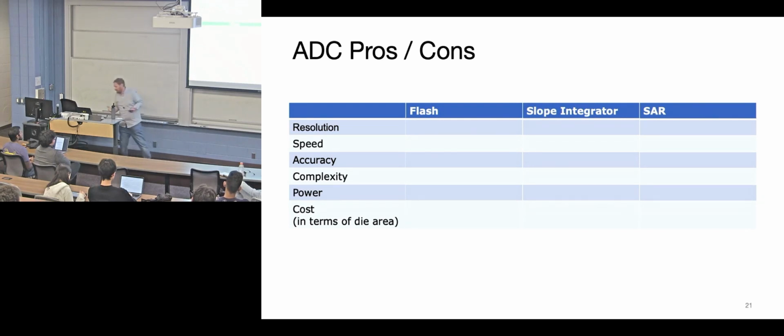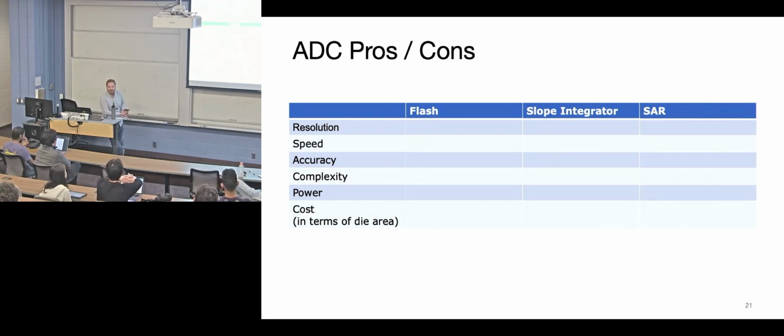I marked it as good. Complexity, what do you guys think? Yeah, I said it was pretty simple. How about power? High. Why is power high?